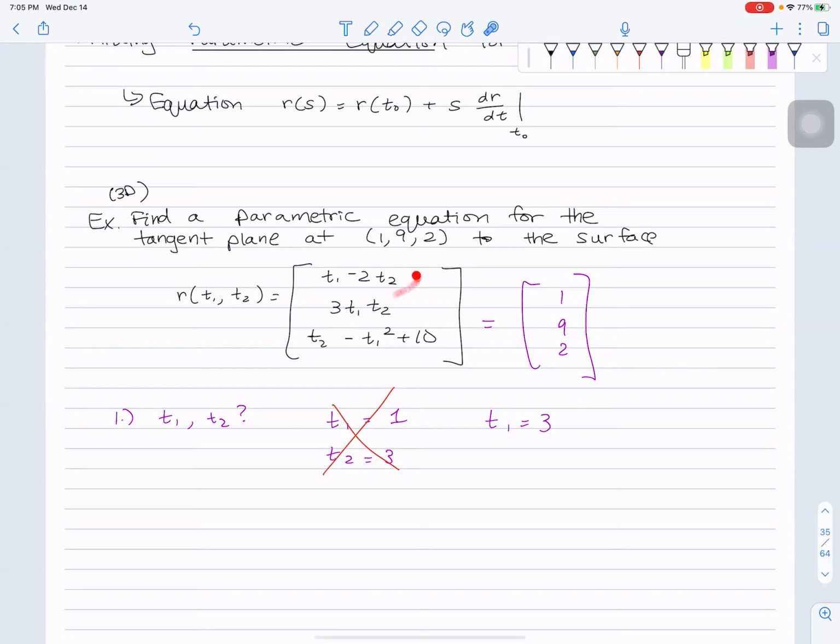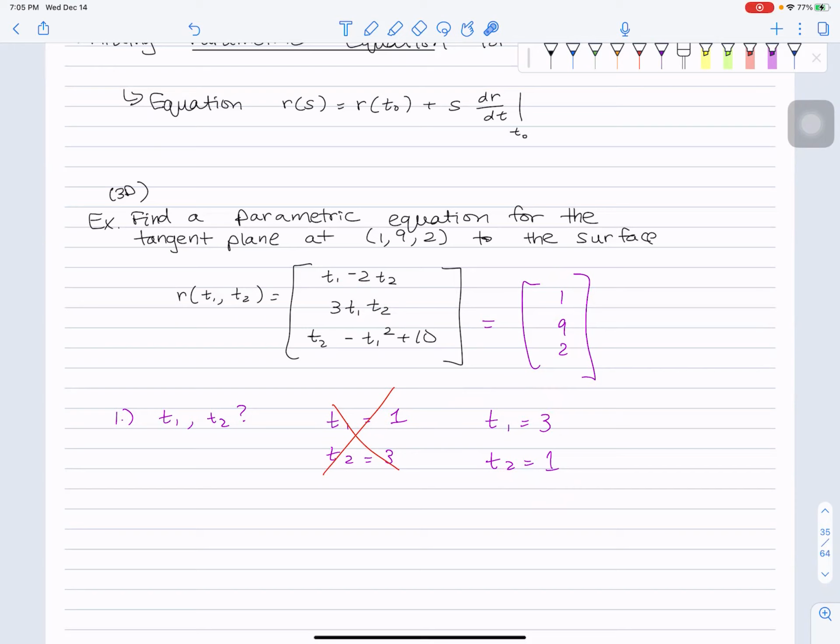Then how do I get the first row to equal 1? I need 3 minus 2 times something equals 1. Well, what if T2 is 1? Then I get 3 minus 2 is 1. That's great. 3 times 1 is 9. Yes, and this last one also works. So this is my T1 and T2.